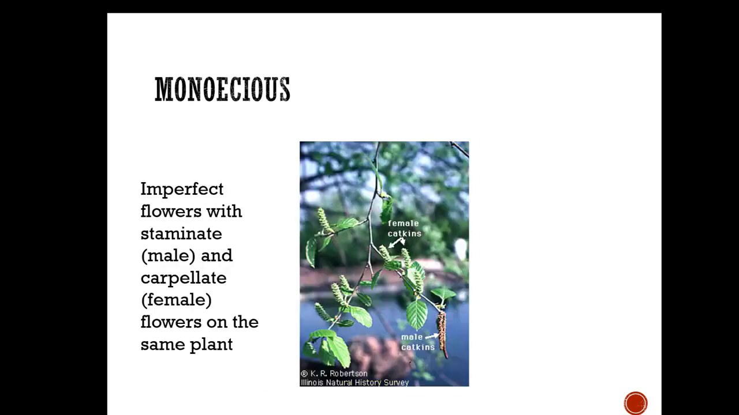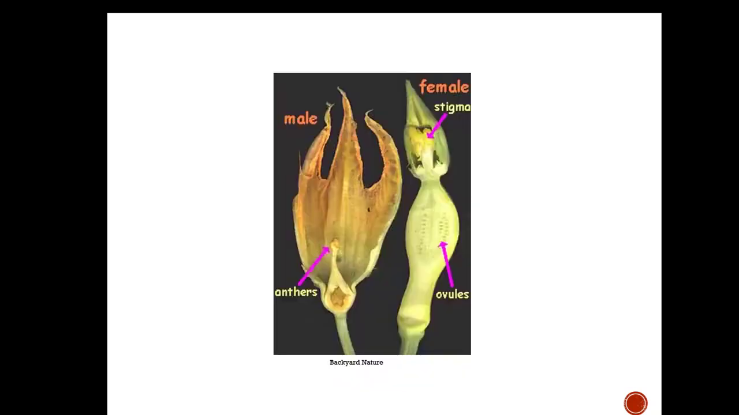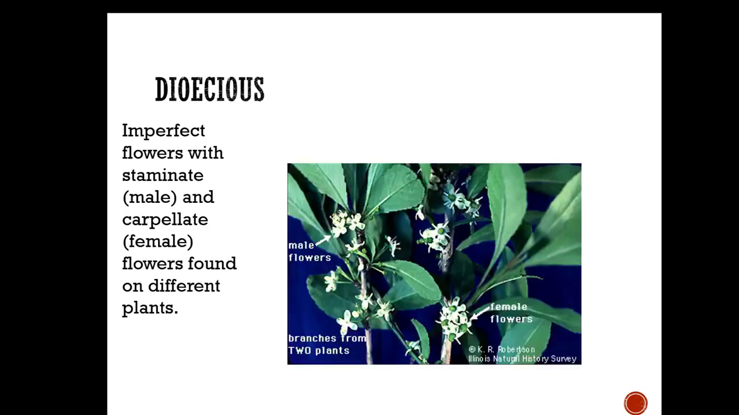Okay, monoecious plants, these have imperfect flowers with staminate, the male flowers, and carpellate, female flowers on the same plant. And here, this is squash, I believe. So there are male and female flowers on the same plant. Dioecious is when you have the staminate flowers on one plant and the carpellate or pistillate flowers on another plant.